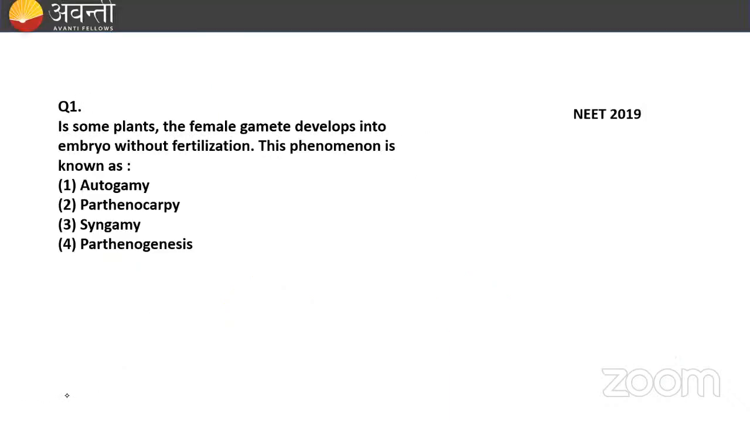So let's start with question number 1. Question number 1 says that in some plants, the female gamete develops into embryo without fertilization. This phenomenon is known as: option 1 is autogamy, option 2 is parthenocarpy, option 3 is syngamy, option 4 is parthenogenesis. And this question came in 2019.